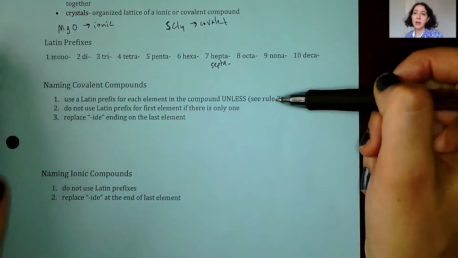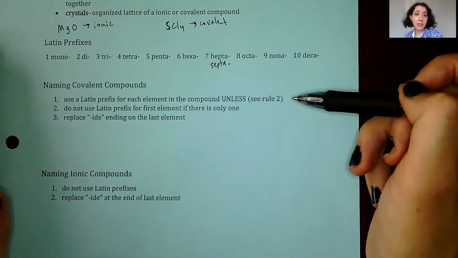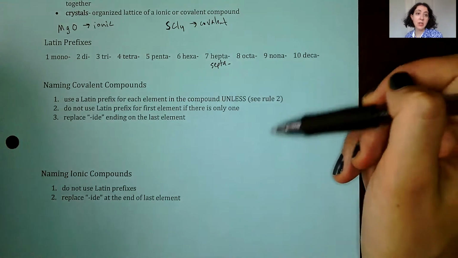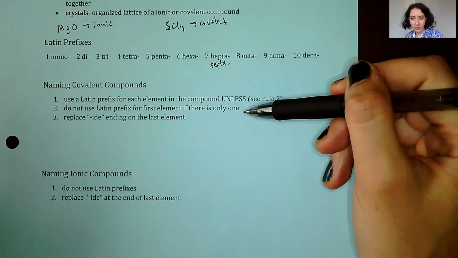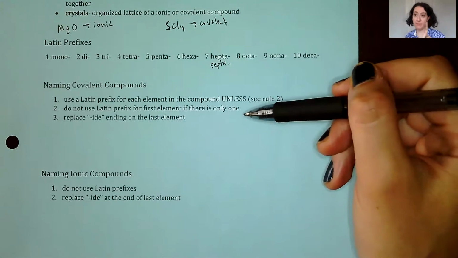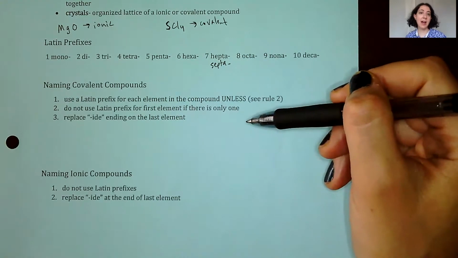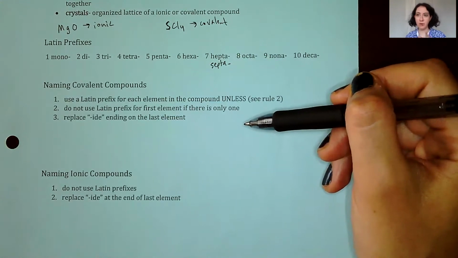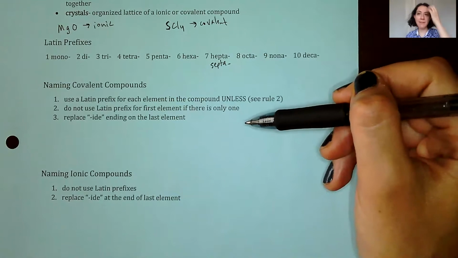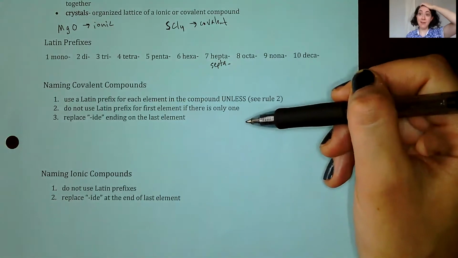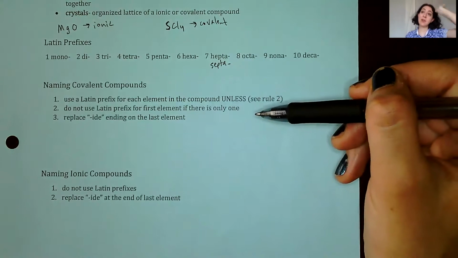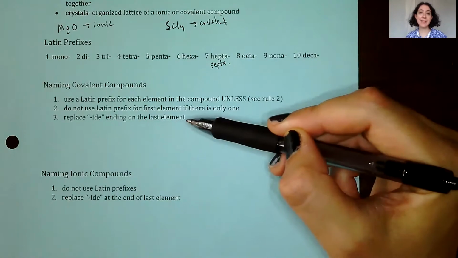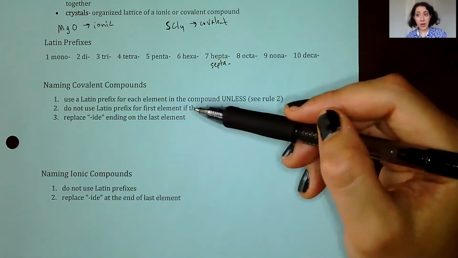There's a list of steps that you can take. First of all, you are going to use a Latin prefix for each element in the compound, except you don't use a Latin prefix if it's the first one and there's only one. I'll give you some examples of that. The second element always has to have a prefix, even if it's mono. The first element does not have to if it's only one. The other thing is that we're going to replace the ending on the last element with "ide." Let's go through a couple of examples.